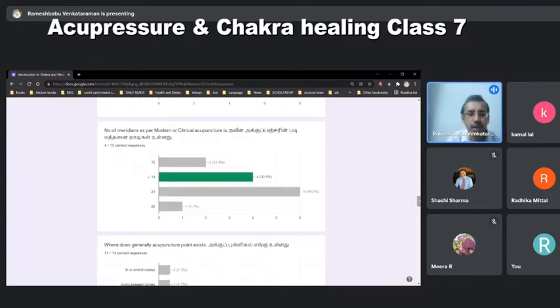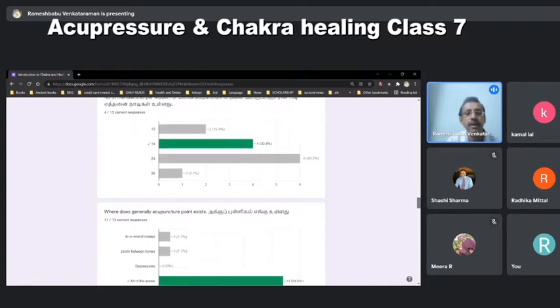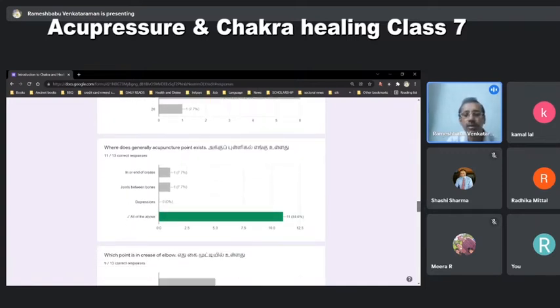See, we discussed this in the first class also, that 12 is not the correct answer, because 12 corresponds to 12 organs. Whereas the two other channels, the Ren channel and Du channel, are also considered in modern acupuncture. So these are 14 meridians, not 12. Then the other question was, where do acupuncture points generally exist? I think the majority of you selected correctly. Only one person said joints between the bones. That is not correct. Points are there in all places.